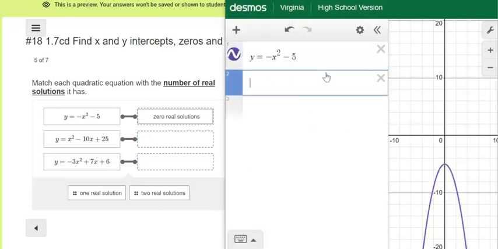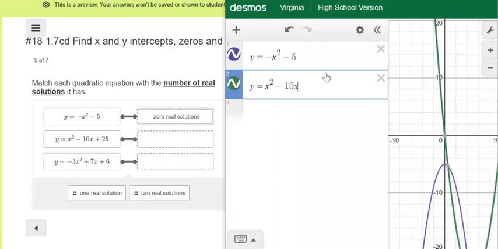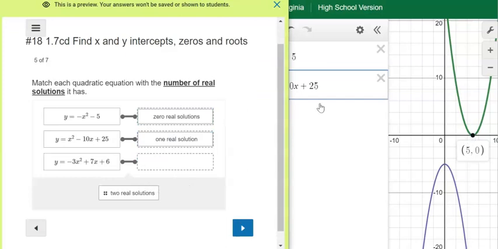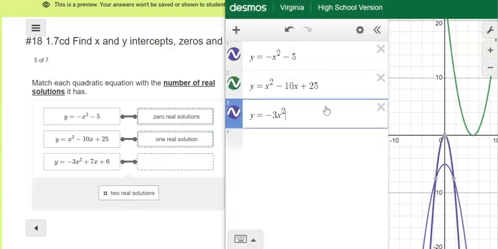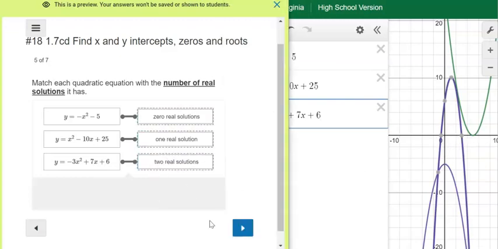Okay? This one has one real solution because it touches the x-axis once. So this one will have 2 solutions, but I just want to go ahead and graph it and check if I made any mistakes. Nope, I did not. It says 2 solutions right there, and that's what that is.